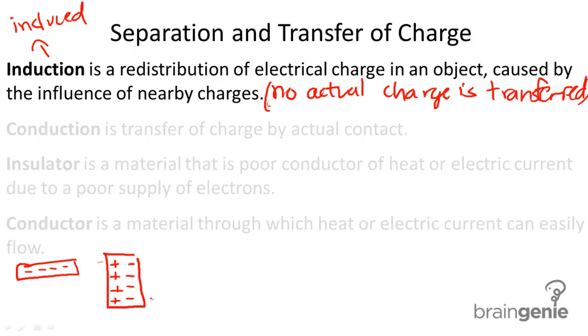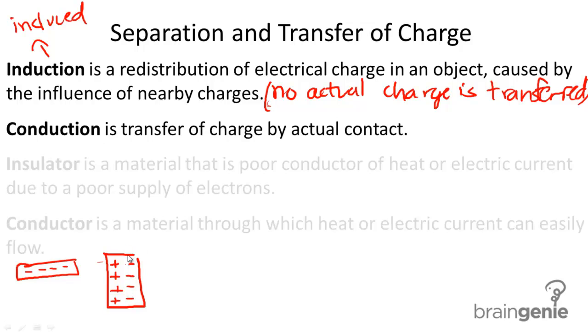There's just a redistribution. The next form of charge transfer is conduction. In conduction, charge is transferred by actual contact. So two objects have actually touched each other and exchanged electrons. They've actually touched each other, and charge has been literally transferred from one object to another.